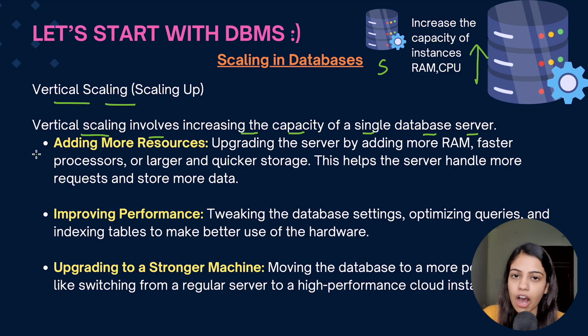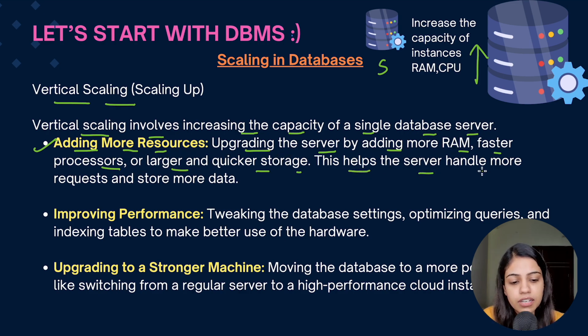Now, how can we vertically scale our system? The first one is adding more resources: upgrading the server by adding more RAM, faster processors, or larger or quicker storage. Whenever we add more RAM, faster processors, or larger or quicker storage, we can scale our system. This helps the server handle more requests and store more data.